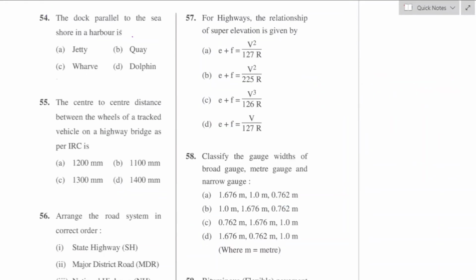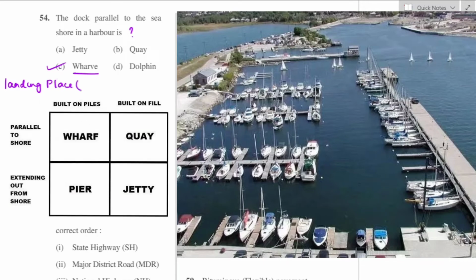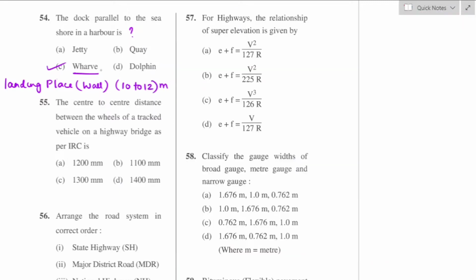Question number 54. The dock parallel to the seashore in the harbor is called. Parallel to the seashore means it is called wharf. Option C is the right answer. It is generally called landing places, usually built in the form of a wall for a depth of 10 to 12 meters. So the right answer is option C, wharf.